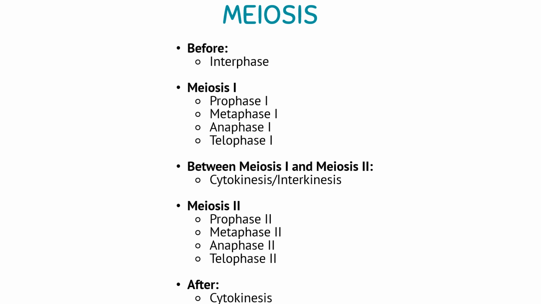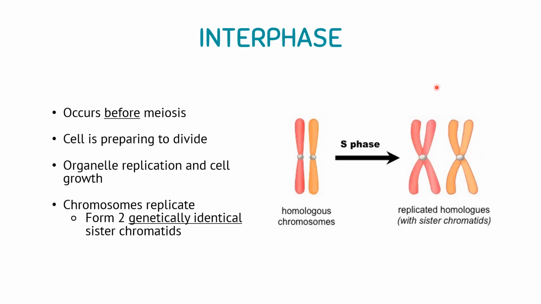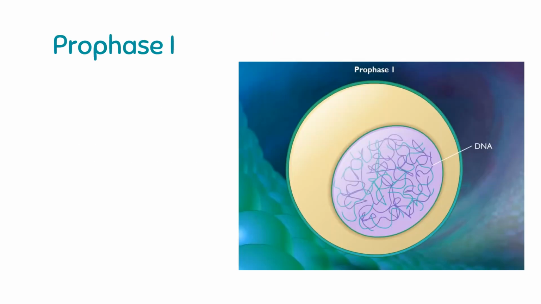So during interphase, we know that this occurs before meiosis. The cell is preparing to divide. We have organelle replication and cell growth, same as we do in mitosis. And the chromosomes replicate to form 2 genetically identical sister chromatids. So we're starting off with these single chromatids. They replicate to form 2 sister chromatids. So now we have the start of meiosis 1.